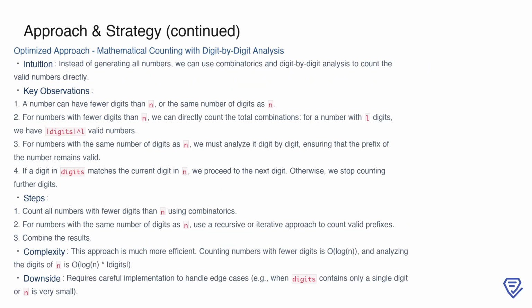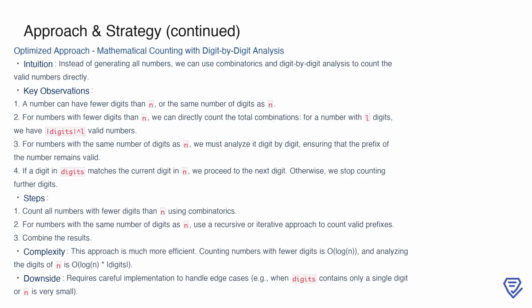A more efficient approach involves mathematical counting combined with digit-by-digit analysis. Instead of generating all possible numbers, we use combinatorics to directly count the valid numbers. The key insight here is that numbers formed with the digits array can either have fewer digits than n or the same number of digits as n. For numbers with fewer digits, the total count is straightforward.